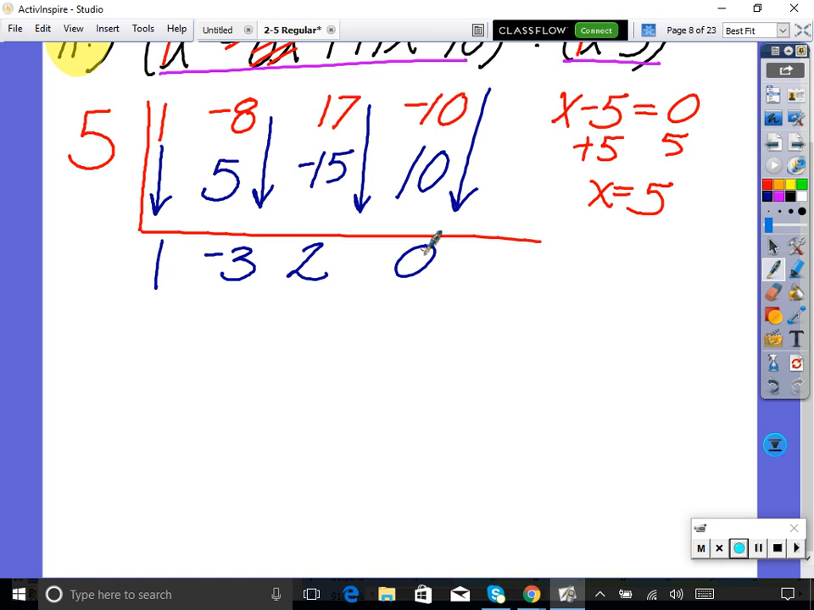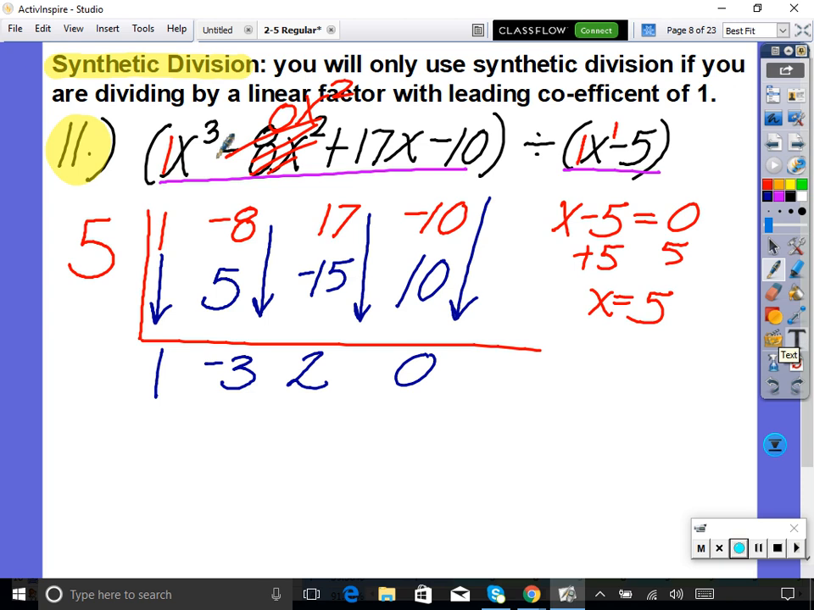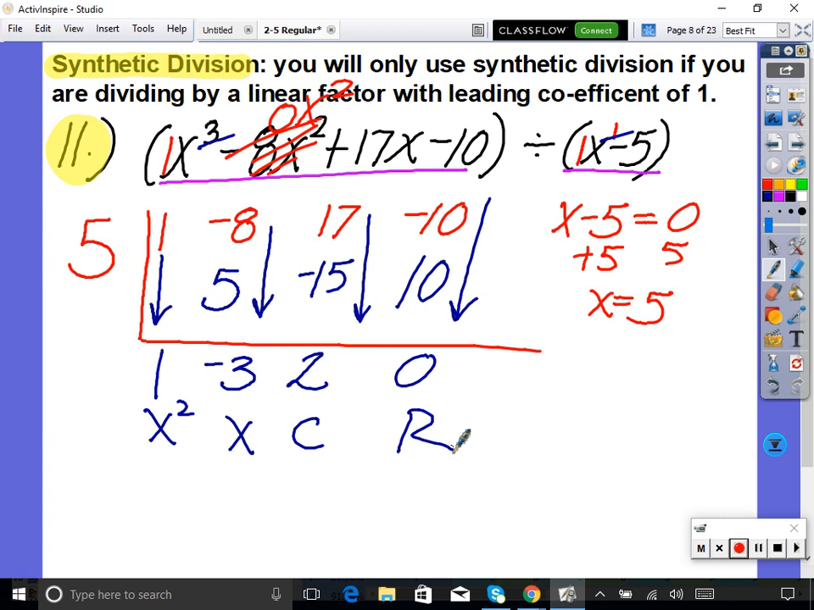Now everybody, I want you to understand something. We started with something cubic divided by something linear. What degree will my new polynomial be? 2. So this is x squared, x, constant, remainder. You see how I just counted down? So our new polynomial is 1x squared minus 3x plus 2, and our remainder is 0. Way quicker than long division, wasn't it?